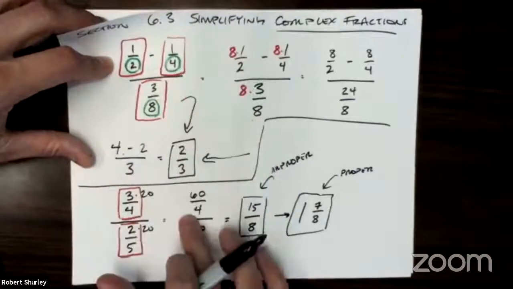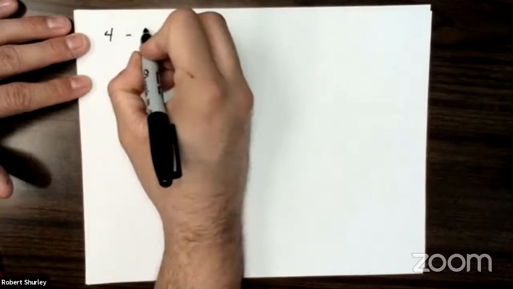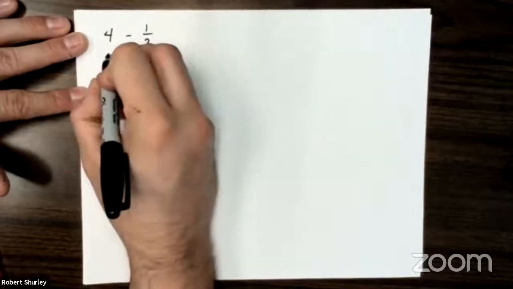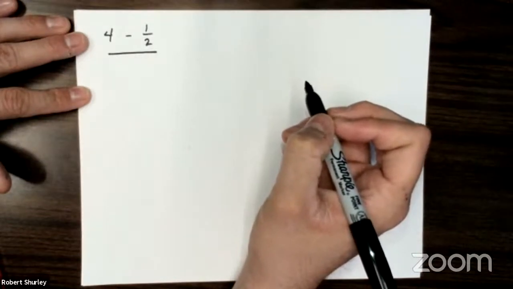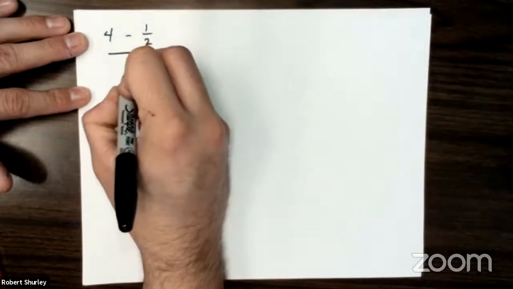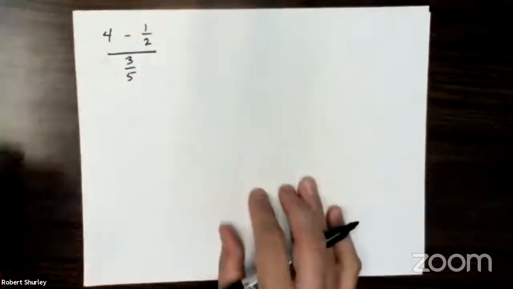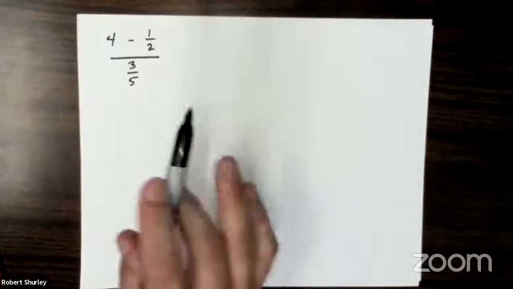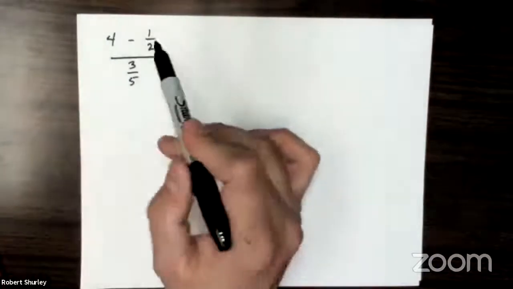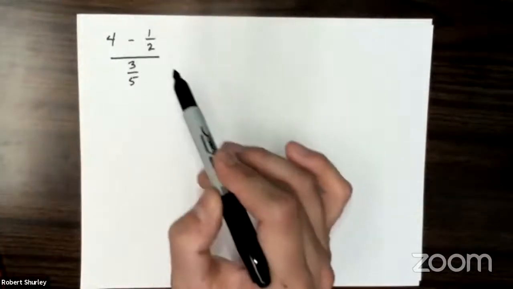Okay, let's do another one that switches it up a little bit. Let's say we have integers and fractions going on. Let's say we had 4 minus 1/2 over 3/5. Okay, now I'm going to add an extra step here to show you where your brain kind of needs to go with that 4. Notice we do have fractions inside fractions, 3/5 and 1/2, right?